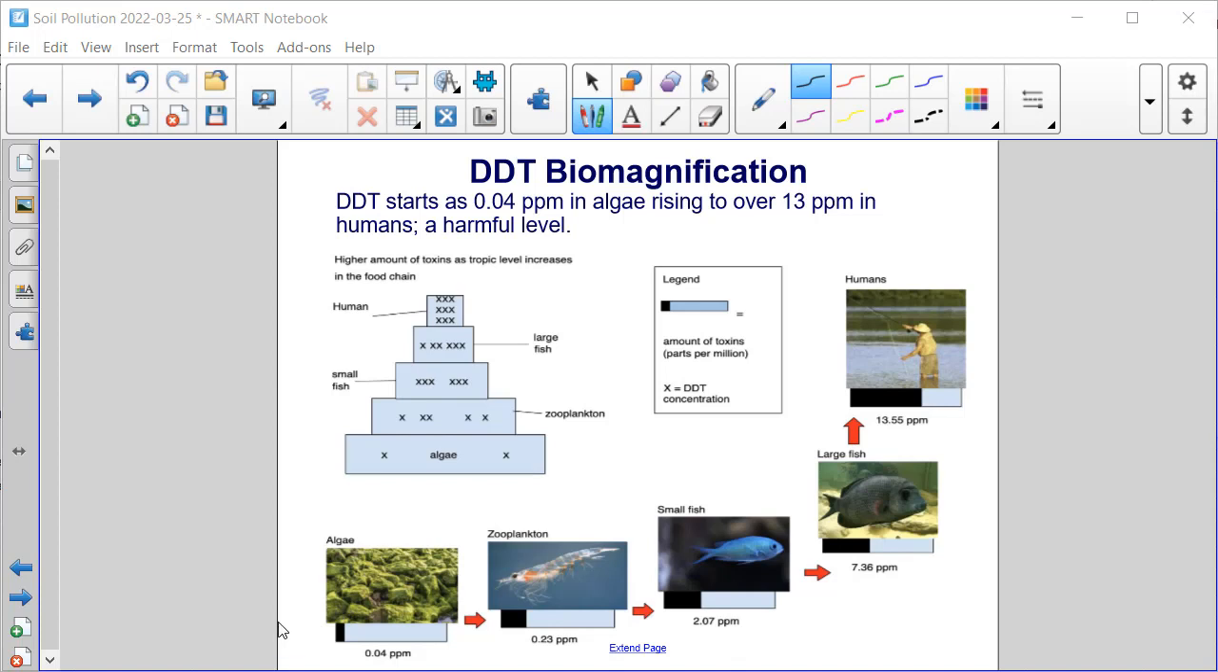Here's an example of DDT biomagnification from algae up through several water creatures and ultimately to humans. DDT starts at 0.04 parts per million in algae, and as the zooplankton consume the algae, the small fish consume the zooplankton, the large fish consumes the small fish, and then ultimately humans consume the large fish. The level of DDT in humans rises to over 13 parts per million, a harmful level. As the trophic level increases in the food chain, a higher amount of toxins are present.